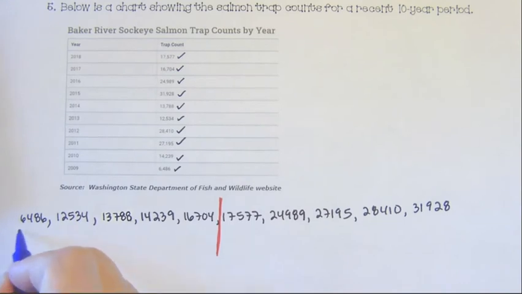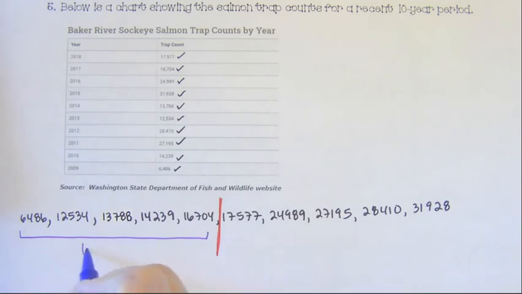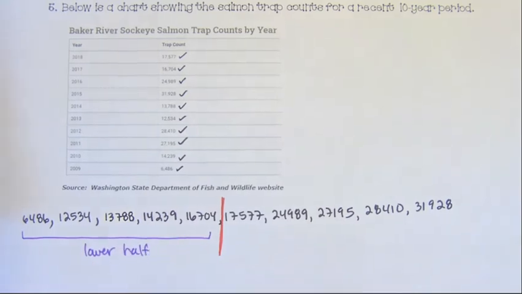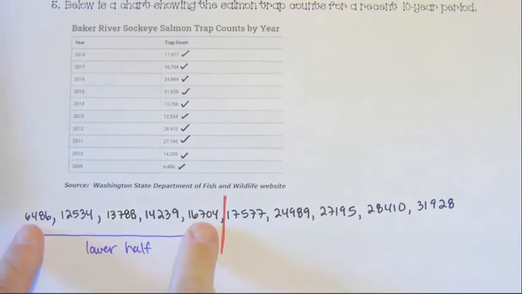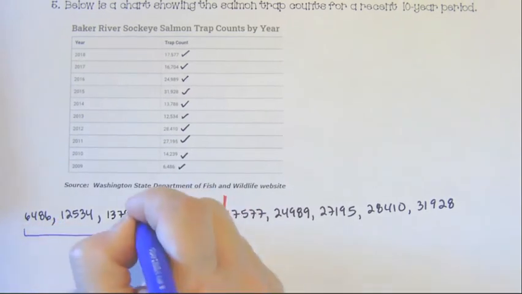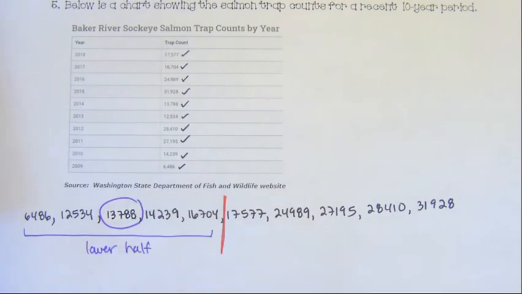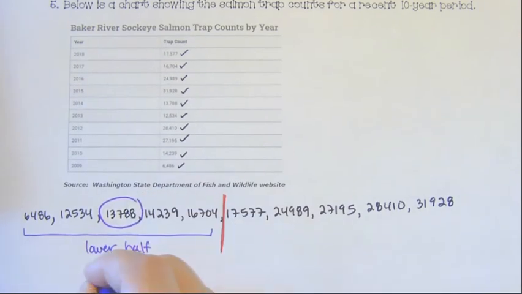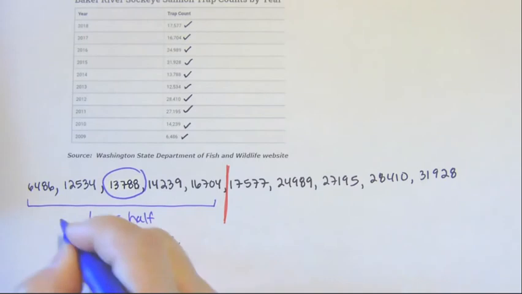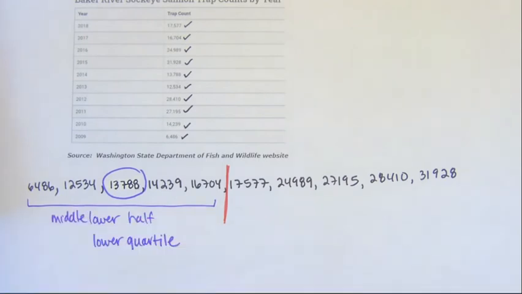So this is my lower half here. And I need the middle of this. So I need the middle of the lower half. So there, it's actually this number right here. So that would be my lower quartile. It's the middle of the lower half. So I'll even write that. The middle of the lower half is called the lower quartile.